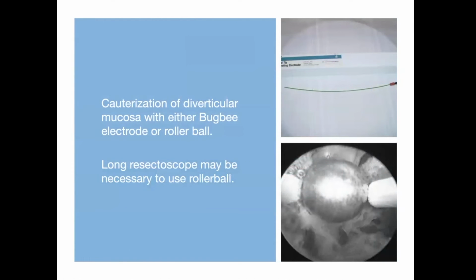Cauterization can take many forms. You can use a Bugbee, you can use a long resectoscope with a roller ball for larger diverticula.